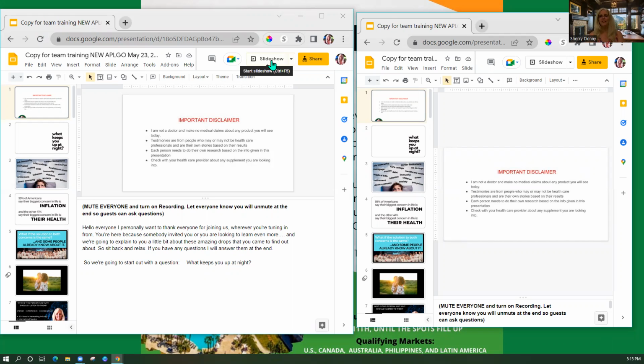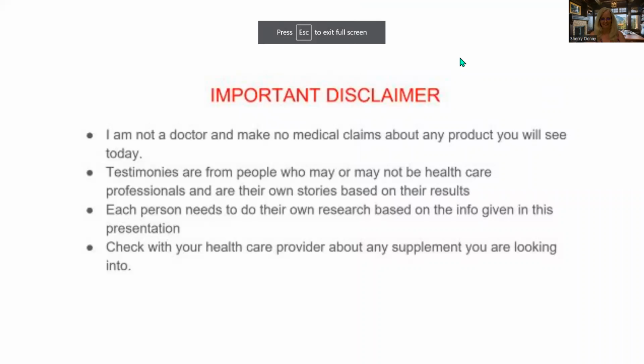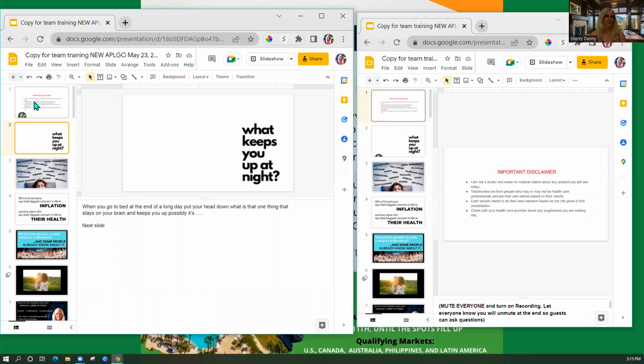But as soon as I hit slideshow, it's going to cover the whole entire screen. And I don't want that to happen so that you guys can actually view it. See what I mean? As soon as I click that, it covers the whole screen. Okay, so let me go back to clicking it. Okay, so let me get back to this first part here.